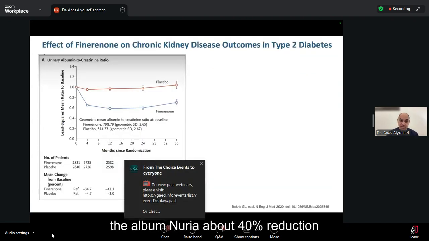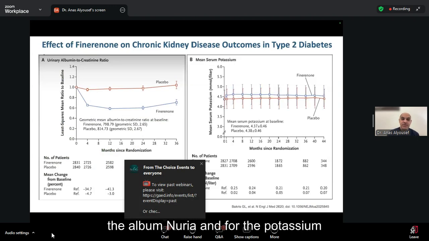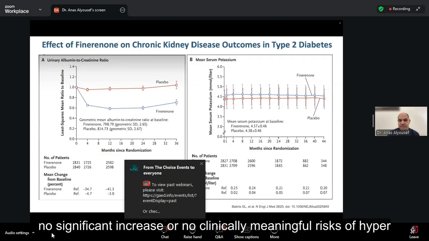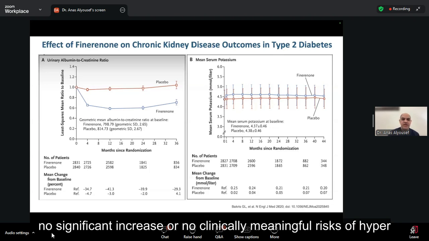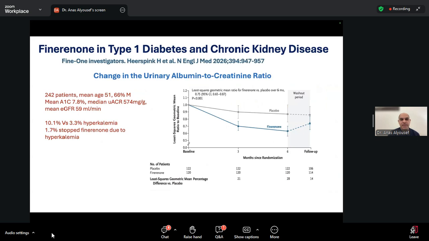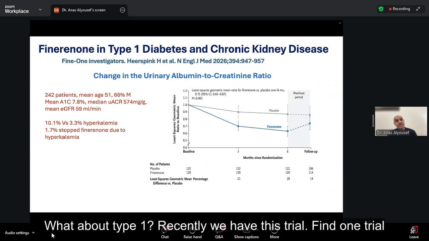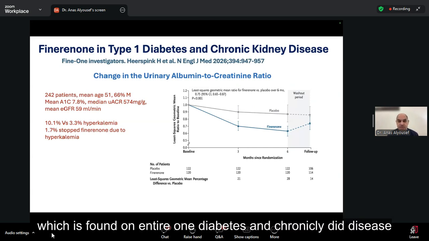And in terms of the reduction in the albuminuria, about 40% reduction in the albuminuria, and for the potassium, no significant increase or no clinically meaningful risks of hyperkalemia. What about type 1? Recently, we have this trial, FINE-1 trial, which is finerenone in type 1 diabetes and chronic kidney disease.